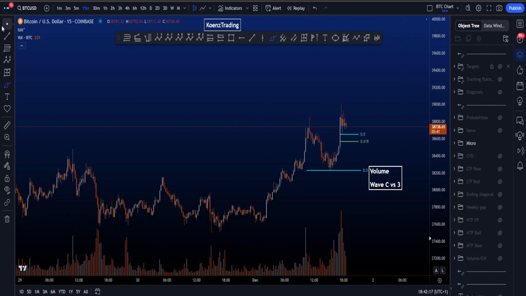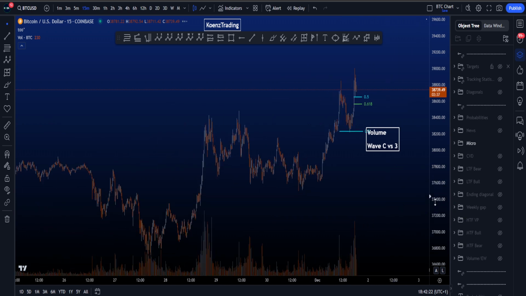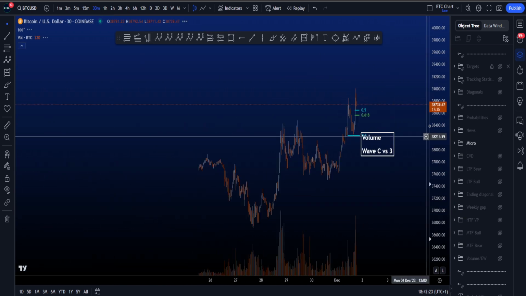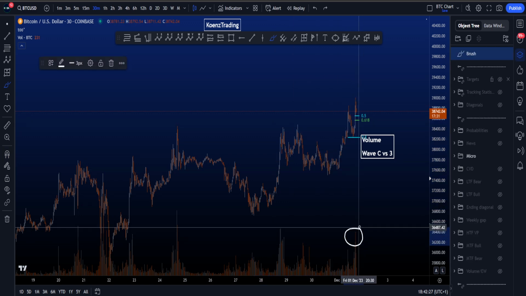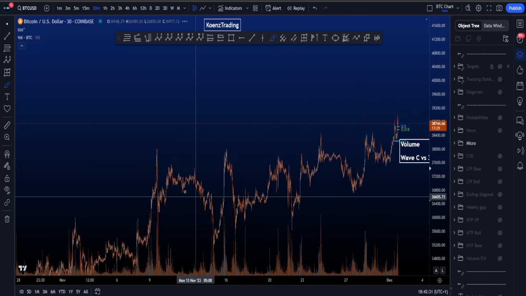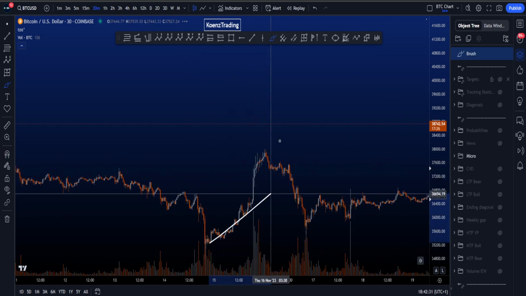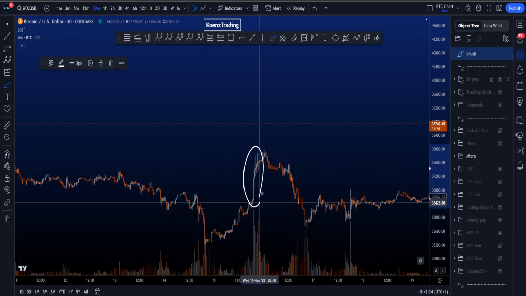Now also, a wave C does like to end on higher volume, as we have seen more often throughout this range. And what I mean here is a potential A, B, C ending with high volume. We have seen that throughout this range. Remember this one over here as well. Look at the volume at the high, right?